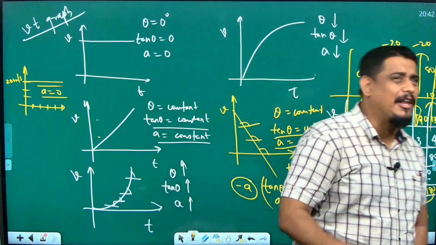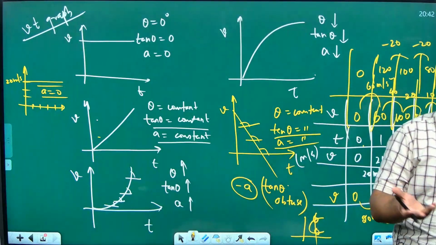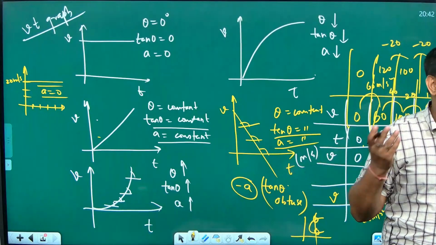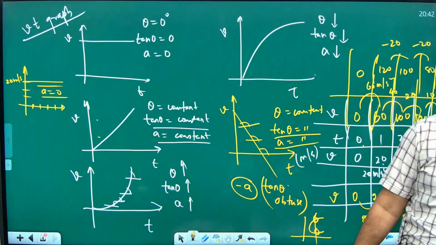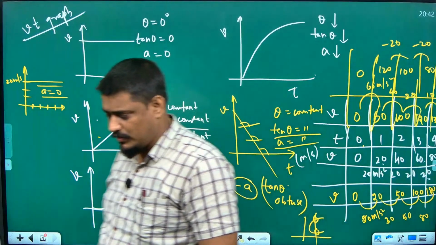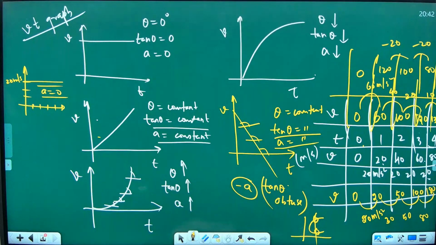So finding velocity from the VT graph is simple. Directly you can see the values. But finding acceleration from the VT graph is only what I have taught you now. Okay. Anybody else wants to ask something?